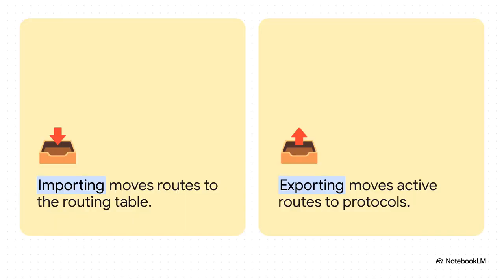Okay, here is the golden rule, and this trips people up all the time when they first start with Junos. You always describe moving routes from the perspective of the routing table. Importing means moving a route from a protocol into the routing table. Exporting means taking an active route out of the routing table and giving it to a protocol to advertise. The routing table is literally the center of the universe for these policies.